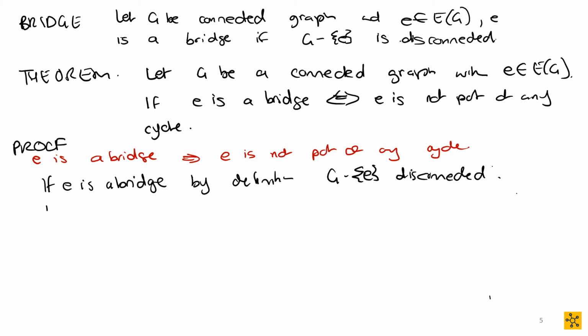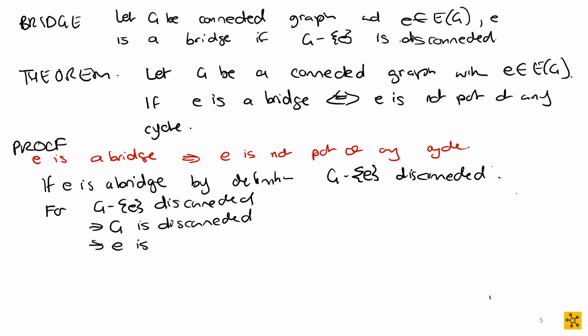So, for G minus E to be disconnected, either G is disconnected, or E is not part of a cycle. But we were given, and one of our conditions of A is that G is a connected graph. So since G is connected, we have the case that E is not part of a cycle.